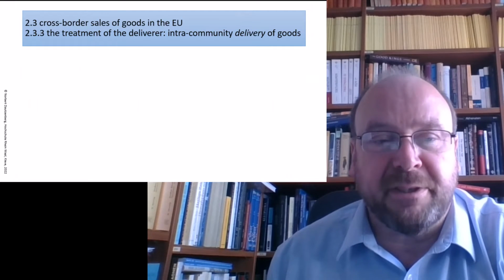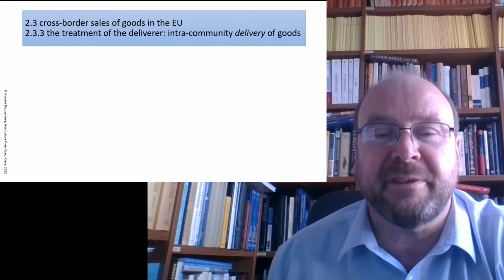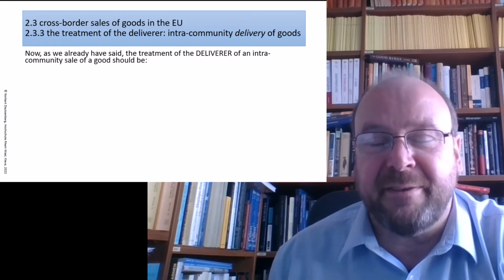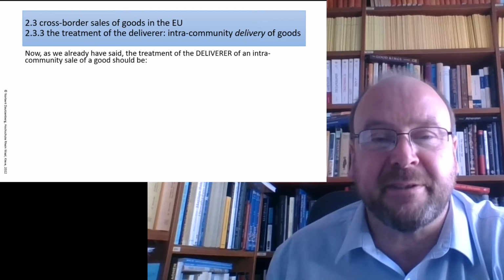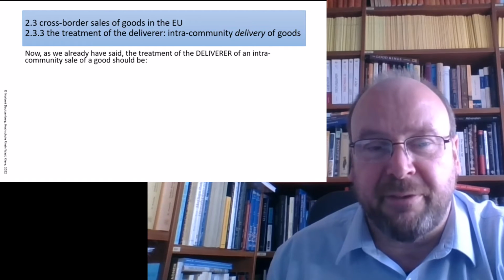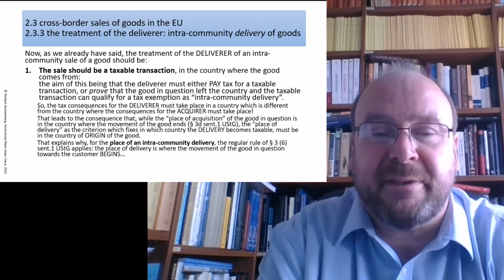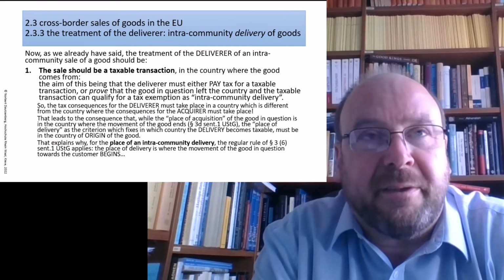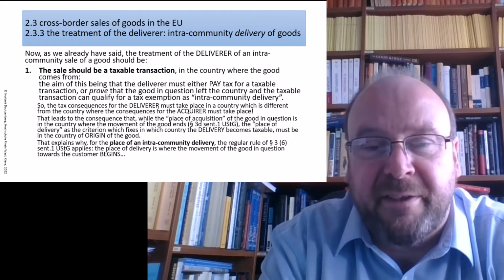And now we must think about how should we treat the deliverer in an intra-community delivery of goods. Well, as we have already said, the deliverer should have obligations. He should be forced to declare something and to prove that he used the goods in a tax-free way. In order to achieve that, we must make the delivery taxable. The sale should be a taxable transaction. It should be taxable, well, in which country? The deliverer will have to justify himself in the country where the good was last seen before it vanished.